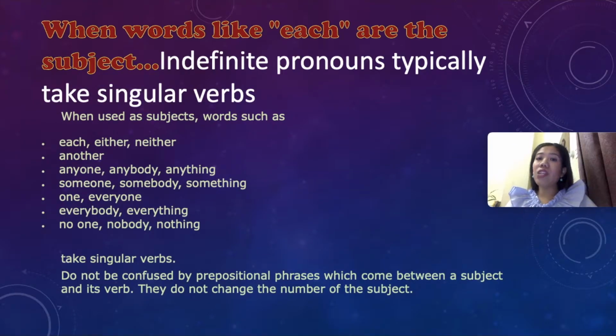When words like each are the subject, we call them indefinite pronouns, and typically they take singular verbs when used as subjects, such as each, either, neither, another, anyone, anybody, anything, someone, somebody, something, one, everyone, everybody, everything, no one, nobody, nothing. They take singular verbs. So do not be confused by prepositional phrases which come between a subject and its verb. They, again, do not change the number of the subject.